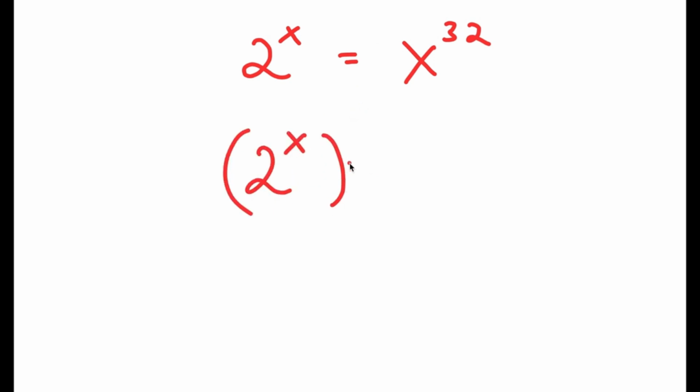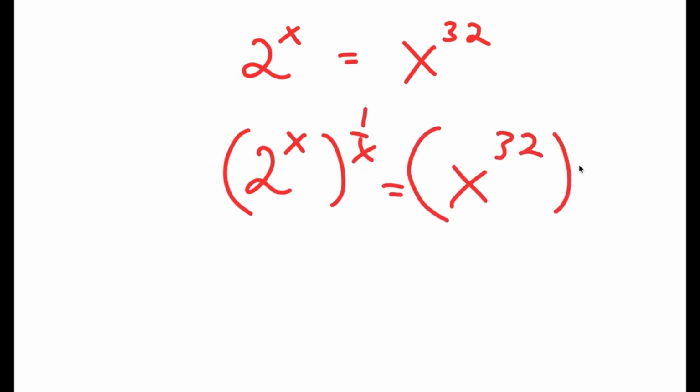Alright, so in this video, I'm going to solve the equation 2 to the power of x is equal to x to the power of 32. So to solve this, I'm going to first start by rewriting this as 2 to the power of x to the power of 1 over x is equal to x to the power of 32 to the power of 1 over x.